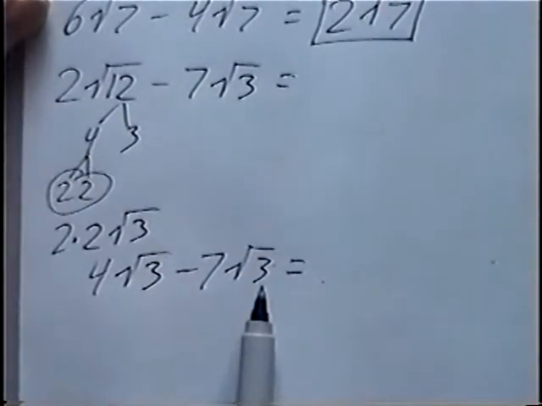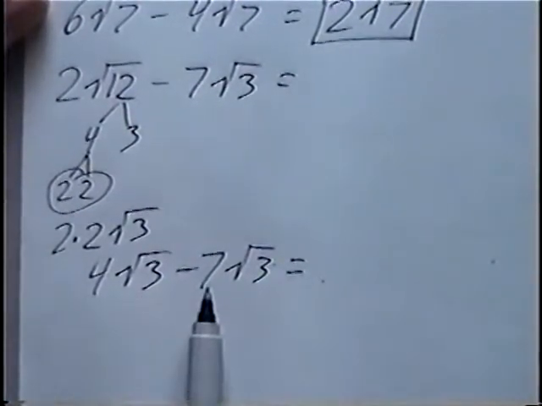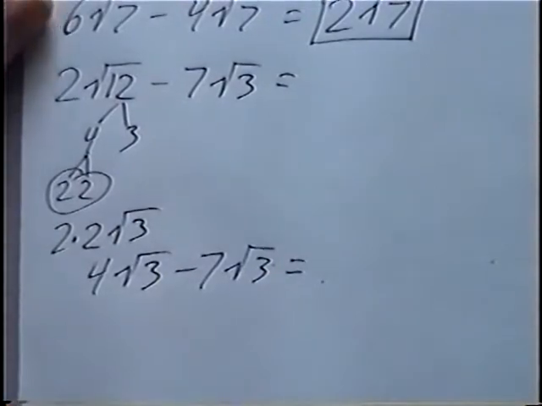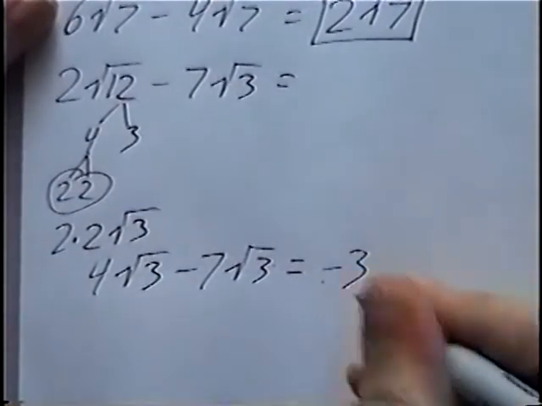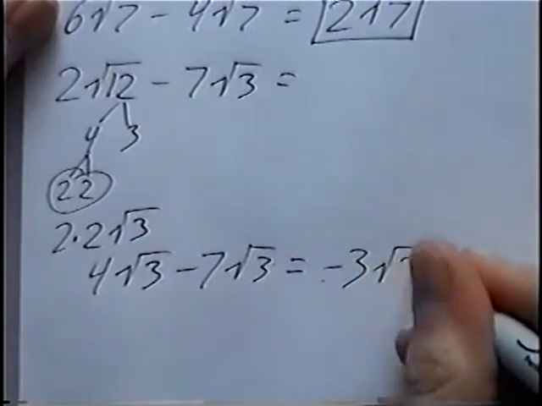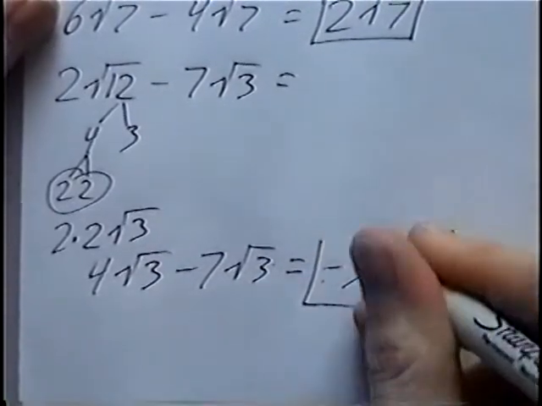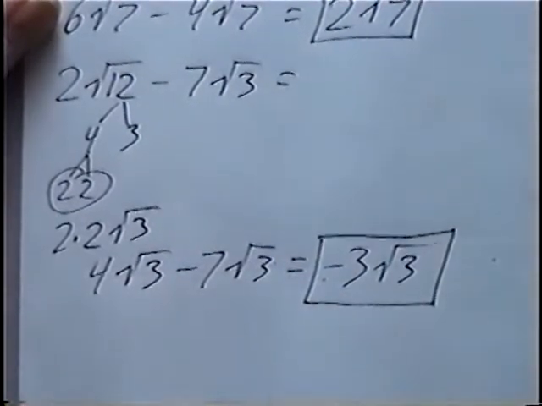Again, once the radicals are exactly the same, you can subtract the coefficients. 4 minus 7 would be negative 3, and the radical 3's would stay the same. So our final answer would be negative 3 radical 3.